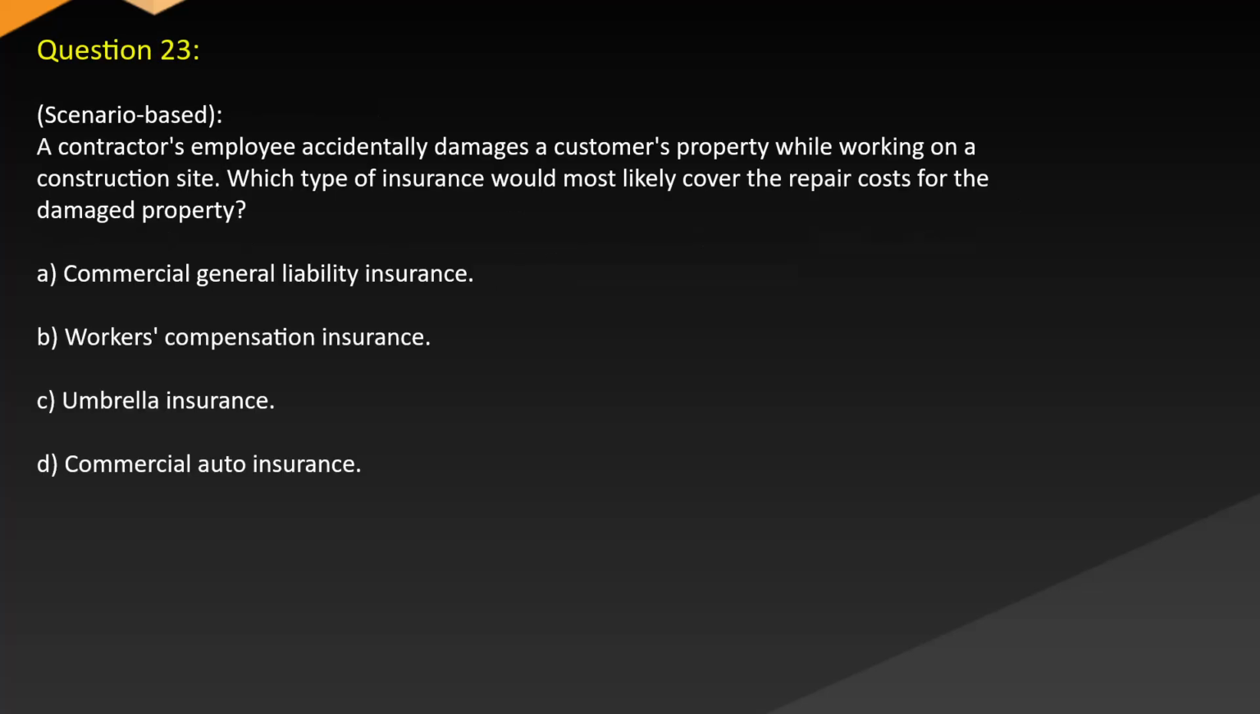Question 23. Scenario-based. A contractor's employee accidentally damages a customer's property while working on a construction site. Which type of insurance would most likely cover the repair costs for the damaged property? A. Commercial general liability insurance. B. Workers' compensation insurance. C. Umbrella insurance. D. Commercial auto insurance.